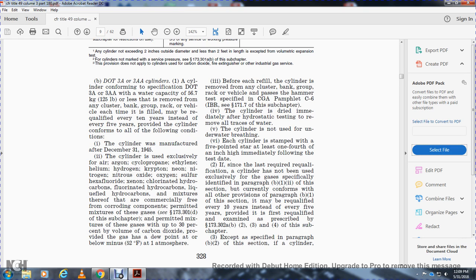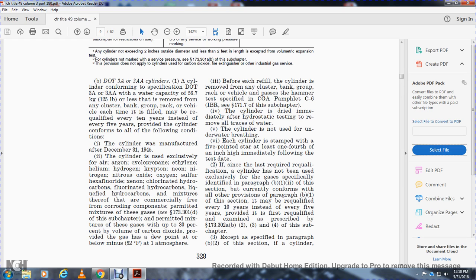Before the refill of the cylinder, it must be removed from any cluster, bank, group or rack of the vehicle, be tested with a hammer, and be examined per CGA pamphlet C-6. The cylinder is dry after hydrostatic testing, with all traces of water removed. The cylinder is not used for underwater breathing. Each cylinder is stamped with a 5-point star at least 1/4 inch high immediately following the test date.